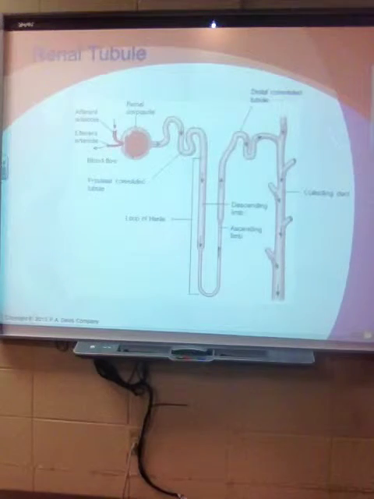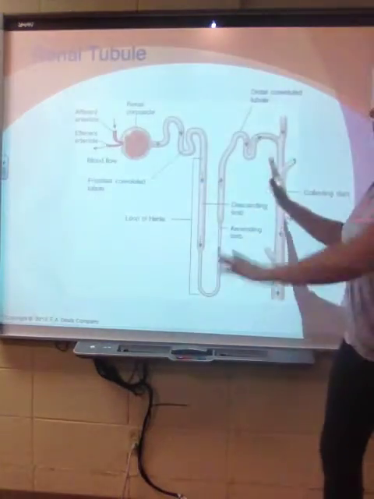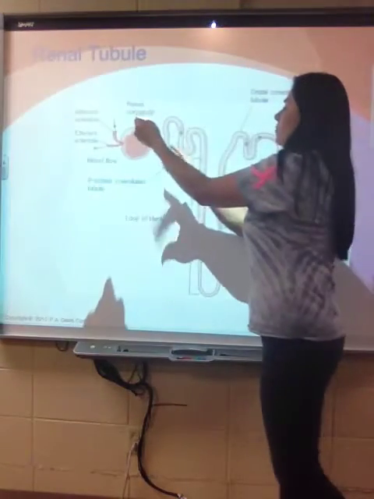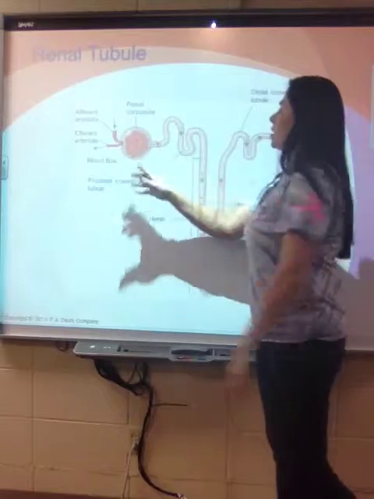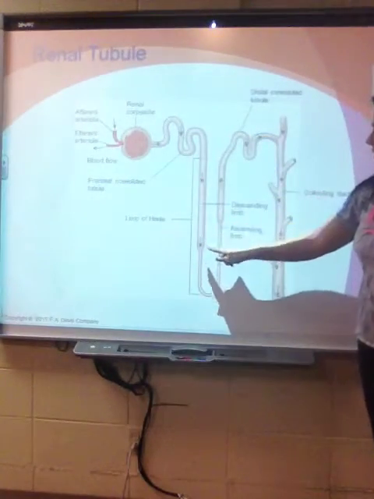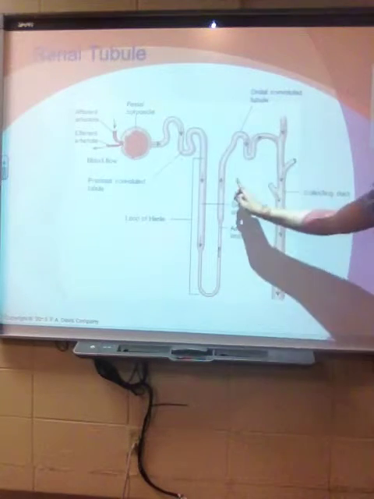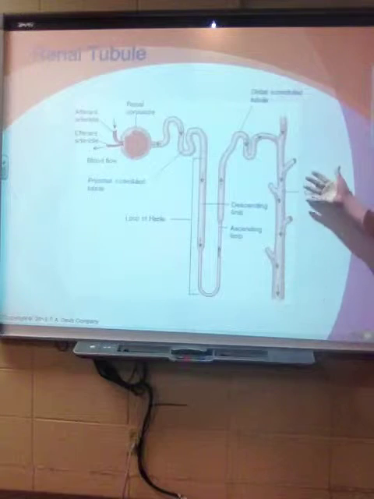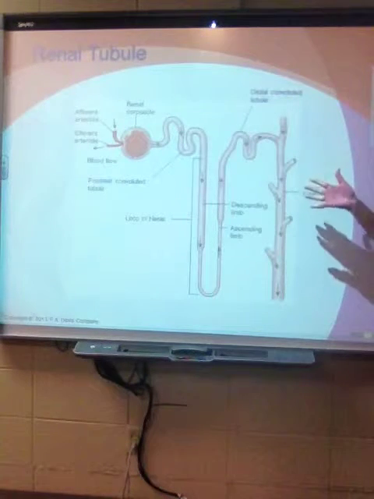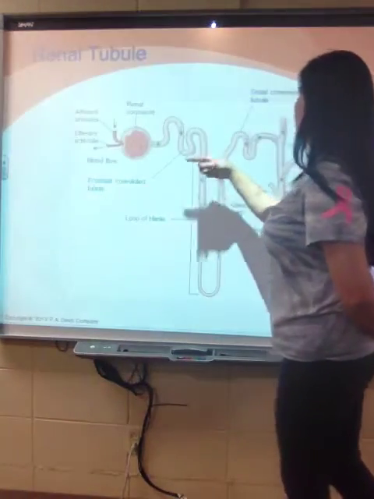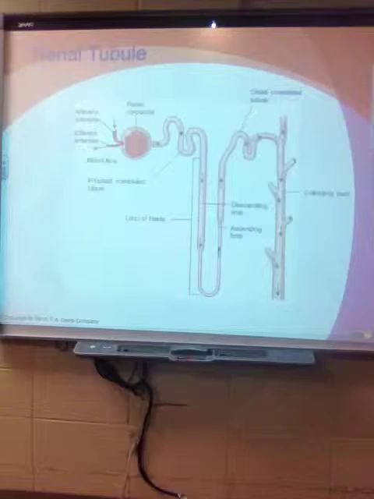This picture I love because it's a little easier to see the filtrate. We don't have the capillaries, and we have everything kind of stretched out. So we have the renal corpuscle, which is the glomerulus and the Bowman's capsule together, collecting filtrate, going through the proximal convoluted, the descending loop, the loop of Henle, the ascending, distal convoluted, and then your collecting duct. So this is the one that you're going to create on Monday with your clay, and then you'll actually add in the peritubular capillaries as well.